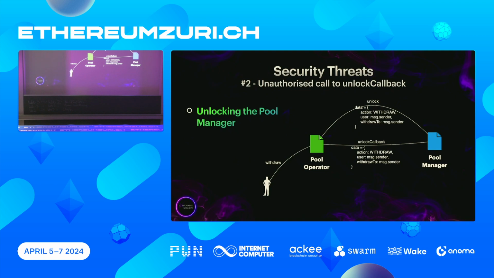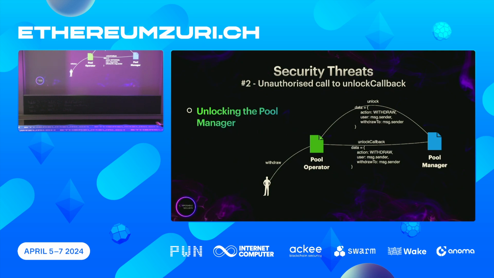You as the user, let's imagine there is a case where you can withdraw as the user. So you call this withdraw function on the pool operator. The pool operator prepares some data that is passed to the pool manager in the unlock function, and this data is sent back to the pool operator in the unlock callback function. So here you can see that the pool operator takes the message sender, so you as the user, and forwards this to the pool manager. And the pool manager bounces it back. So now the pool operator can do all those operations on behalf of the user that was received from the pool manager.